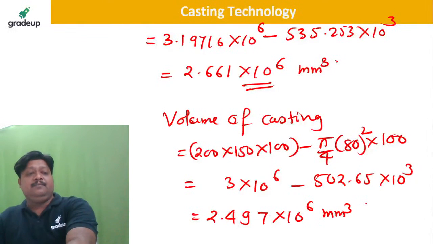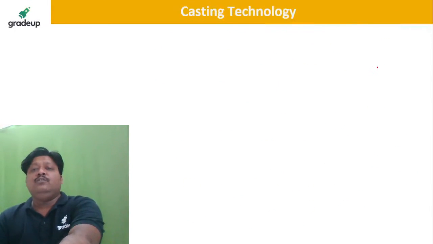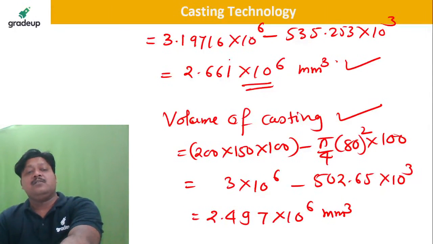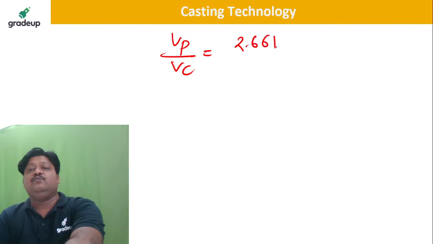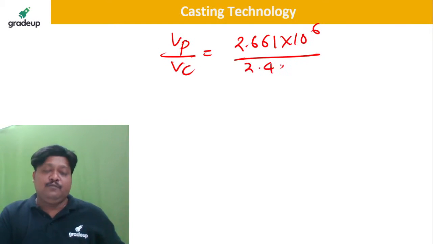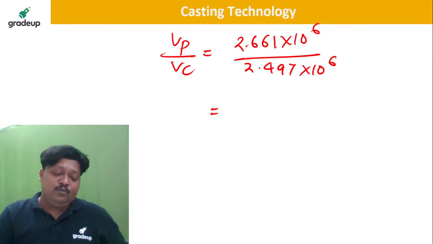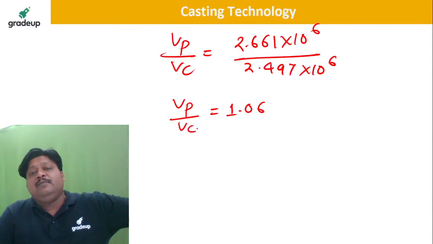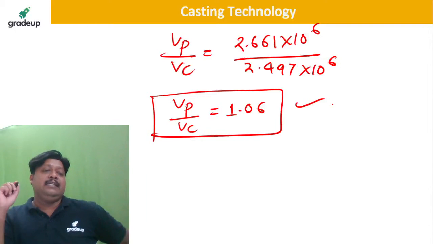Now tell me the answer. Volume of casting is known, volume of pattern is known. So volume of pattern divided by volume of casting is how much now? 2.661 into 10 to the power 6 divided by 2.497 into 10 to the power 6. So it is how much? 2.661 divided by 2.497. It is 1.06. Yes, Harsh. Sharmila, very good dear. 1.06. VP by VC will be 1.06. That is absolutely correct.